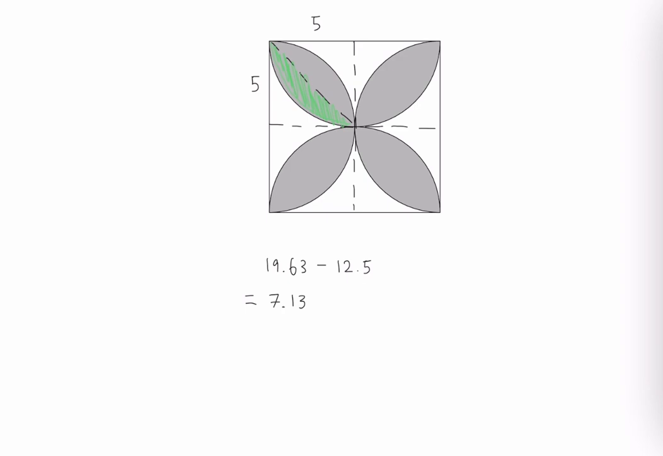So 7.13 times 8 gives us 57.04. And the problem is only asking for the nearest integer, so we can round it to give us the final answer of 57.